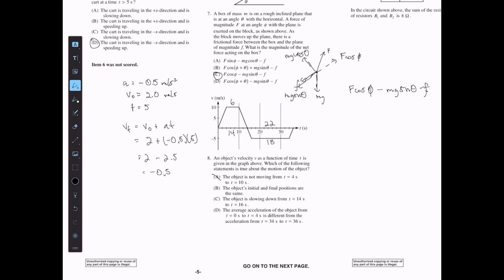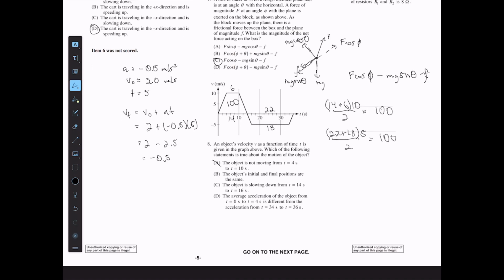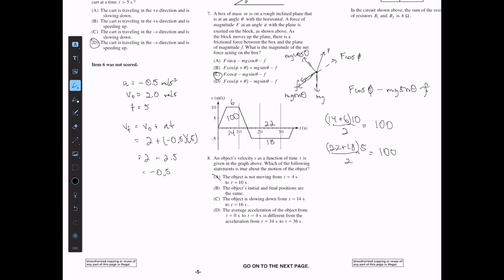So the area of this first one is 14 plus 6 times 10 divided by 2, which is 100. The area of the bottom one is 22 plus 18 times 5 divided by 2, which is also 100. So the net area under the curve is 0. So that is true, that the displacement is 0. So the initial and final positions are the same.